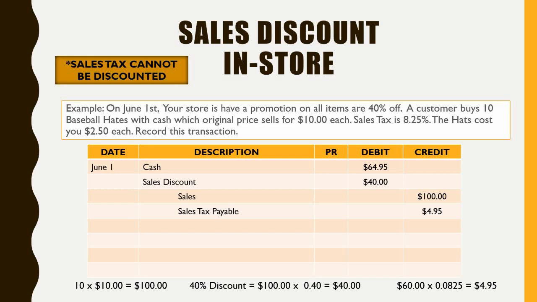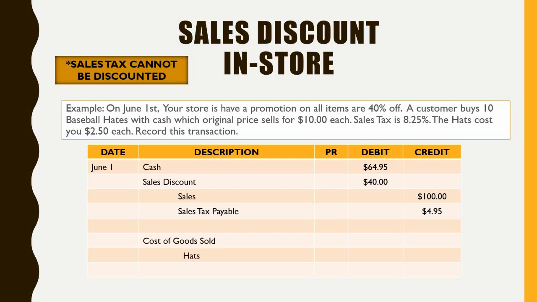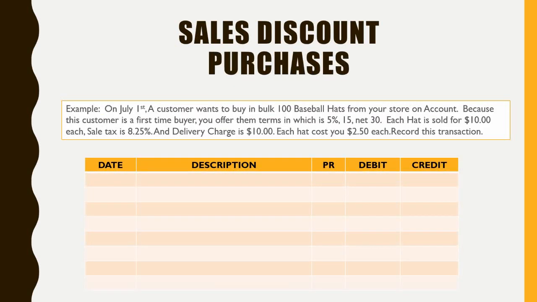Now let's calculate the cost of goods sold. If each hat originally cost you $2.50, how much was the cost of goods sold for the baseball hats? $25. So we recognize cost of goods sold, and of course our inventory item is hats, for $25. We're going to take it out of our inventory. Straightforward. Any questions? Okay.